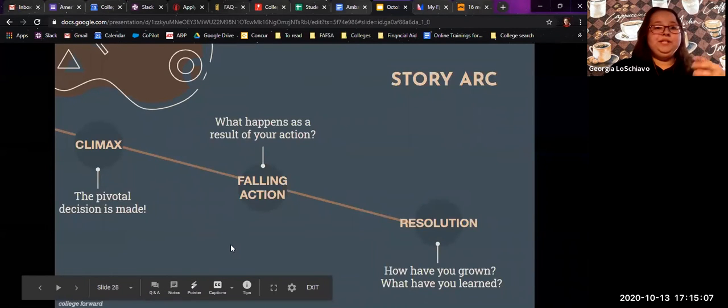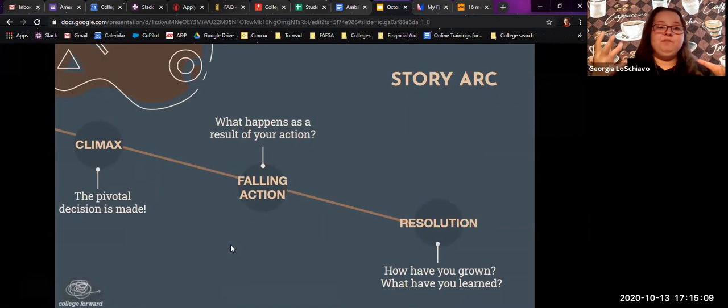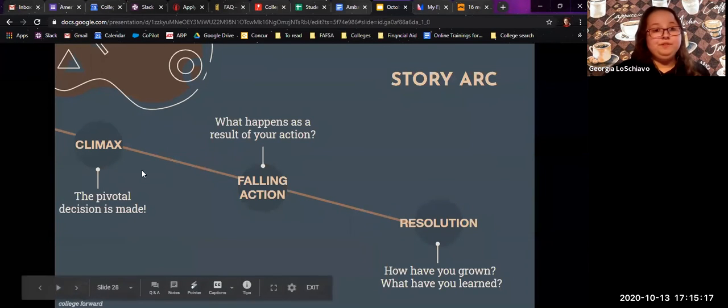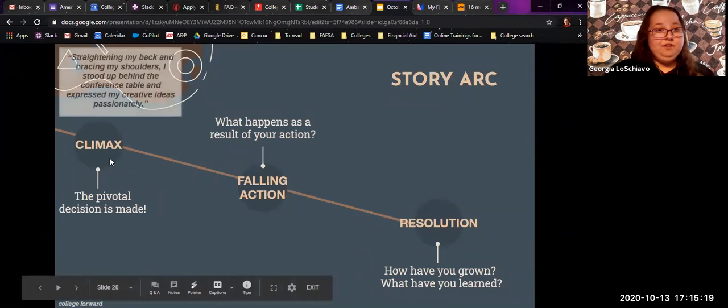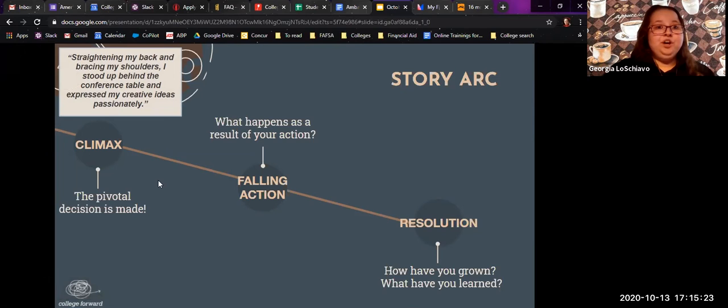So this all builds into the climax, the pivotal decision that basically the entire essay is going to revolve around. Everything's been building up to this point and everything is going to fall after this. So in our essay, the author says, "Straightening my back and bracing my shoulders, I stood up behind the conference table and expressed my creative ideas passionately." So, as in the previous section, they learned by watching other people and now they're enacting it themselves.